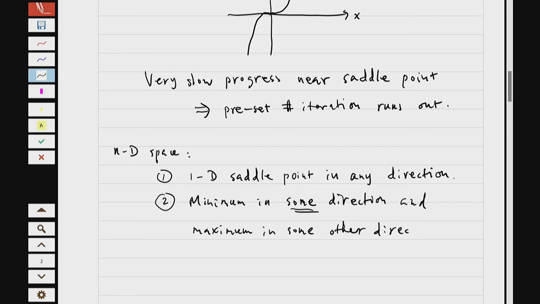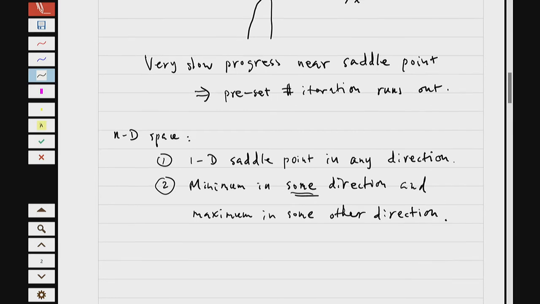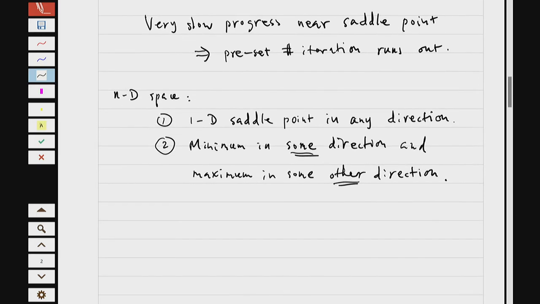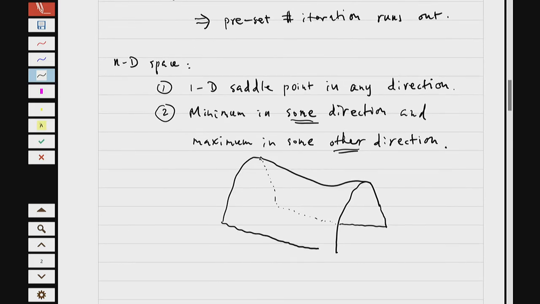I'll draw a picture very soon. Yeah, some other direction. And in fact, that gives the name saddle point. For example, if I have a function that looks like this, and this side is like that, like this. Basically, draw a saddle shape, right?